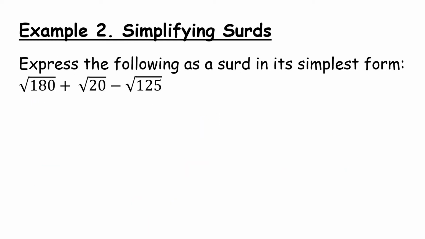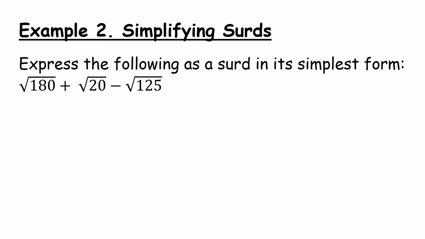So let's look at example 6. Here we're going to put a few different simplifications together, and then we're going to add and subtract. So express the following as a surd in its simplest form. So this should be one surd. There's very little I can do with it at the moment.